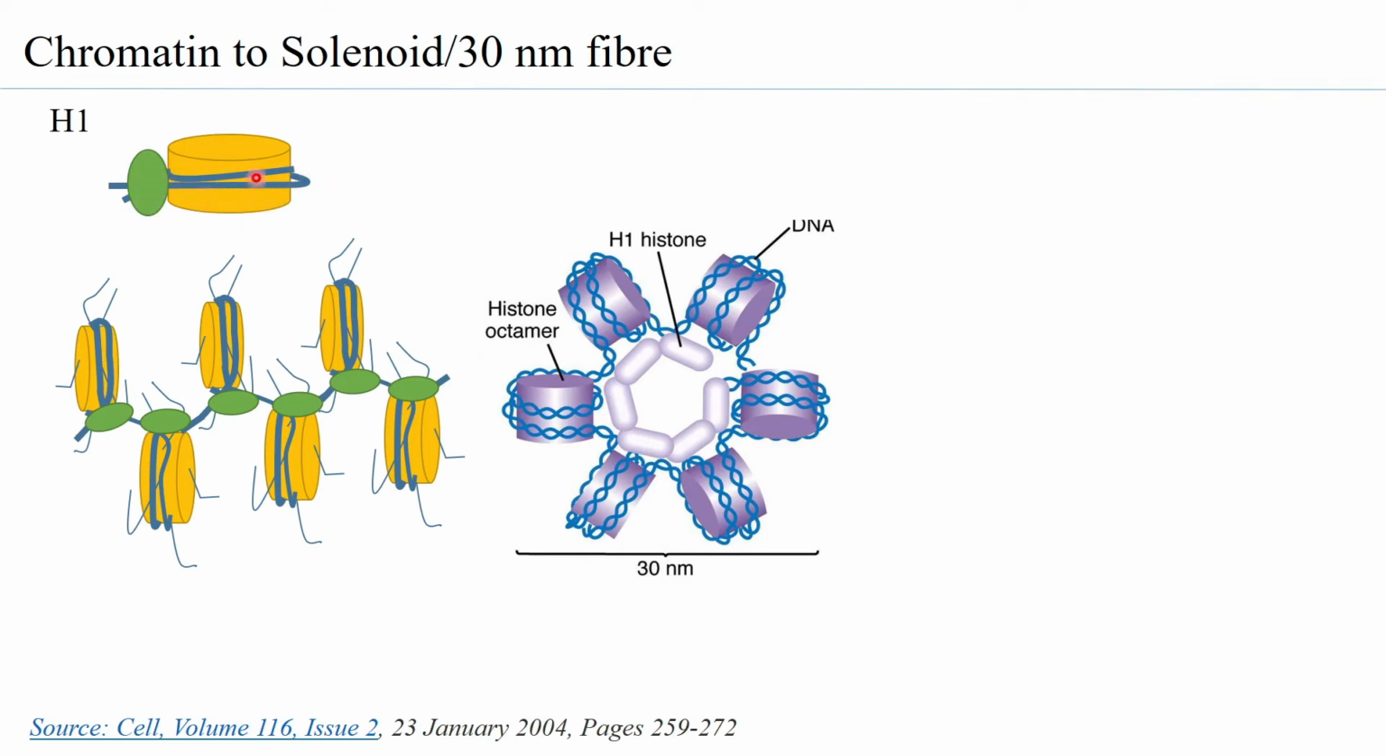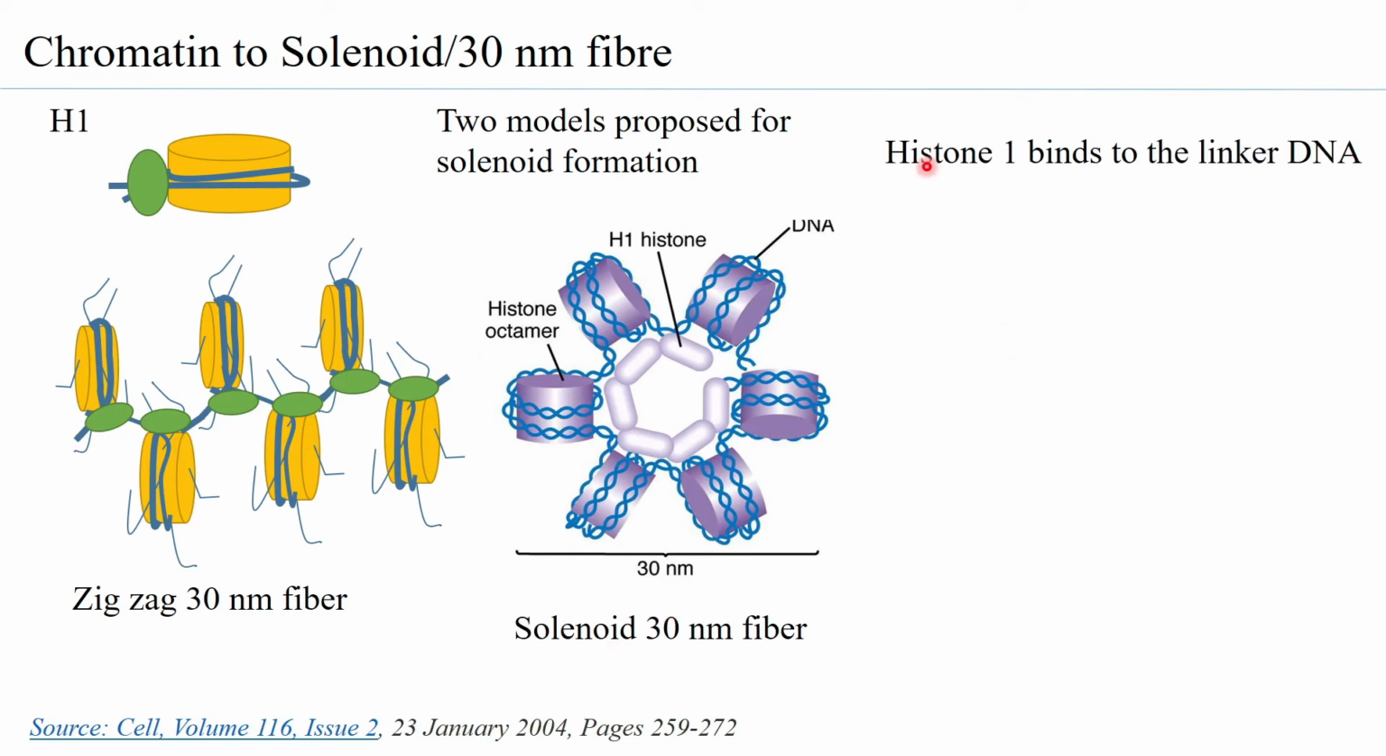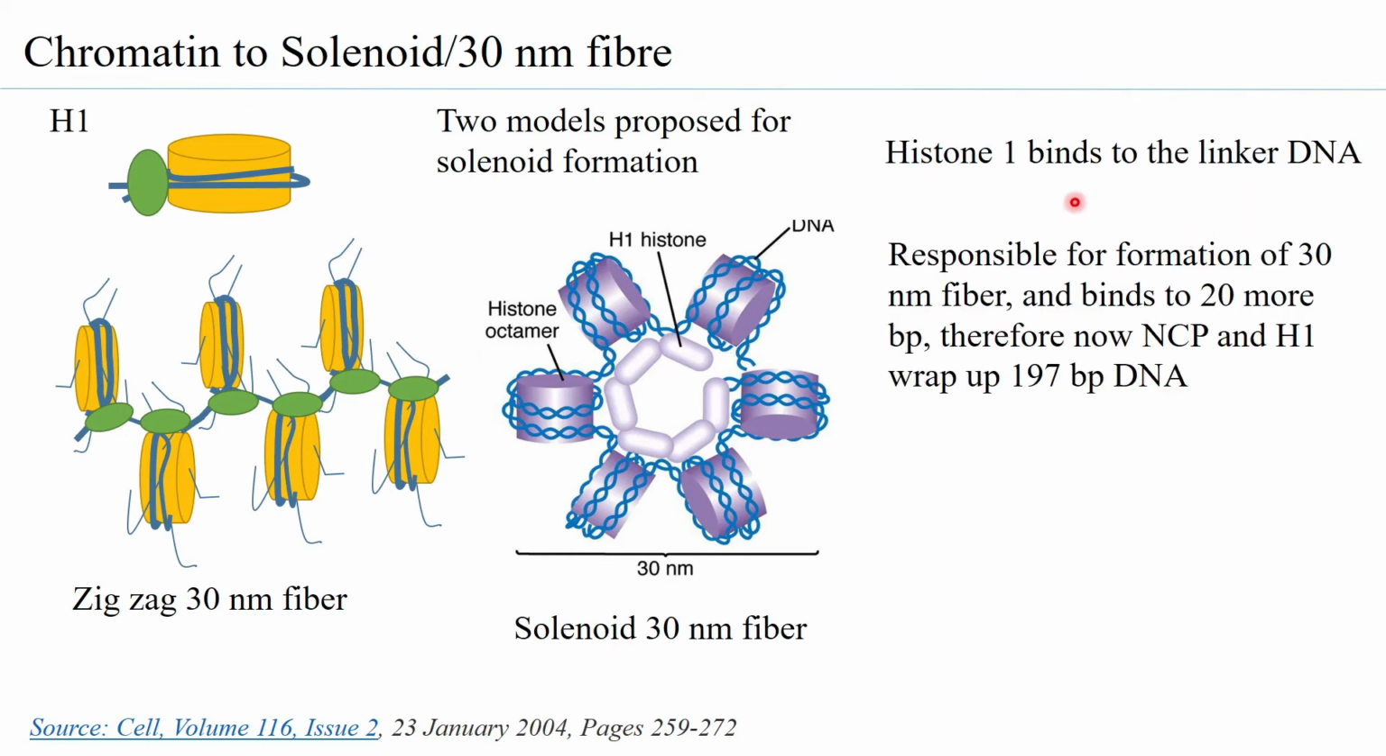Okay, more compact and tight. So two models have been proposed for the solenoid formation. One, as we mentioned, is the zigzag 30 nanometer fiber, and of course, you have the solenoid 30 nanometer fiber. So the histone 1 binds specifically to the linker DNA, and when it binds to the linker DNA, it covers around 20 base pair more. So with the histone 1, what one observes is 197 base pair of DNA is actually covered up by the core and the histone 1.